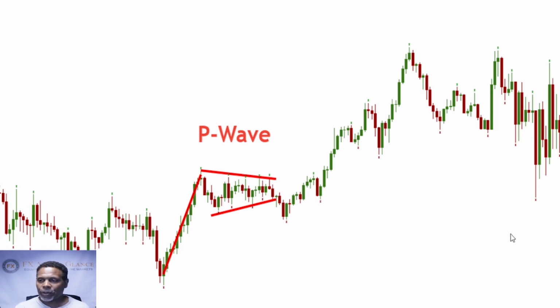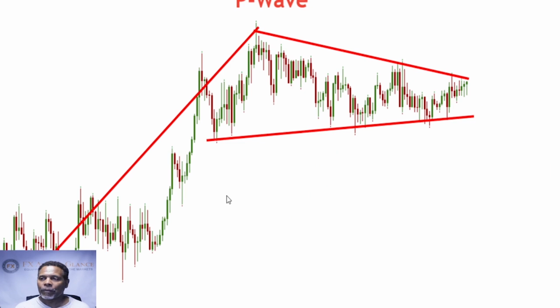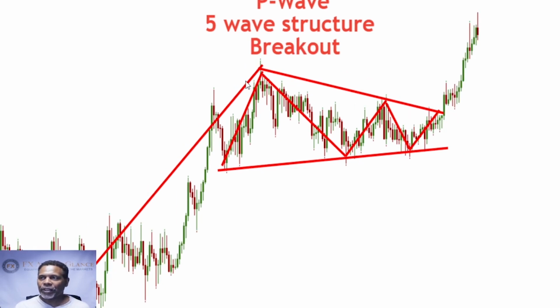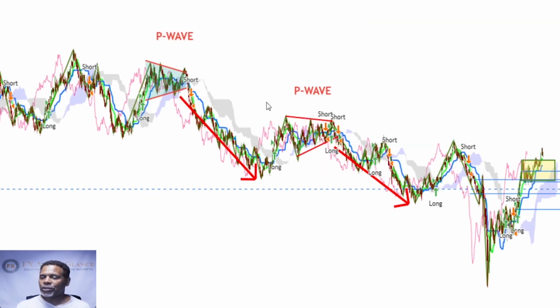All right. So here you have the P wave. Here you see a bigger formation of the P wave. Here you see the P wave 5 wave structure. And then here you see a P wave 5 wave structure breakout. So it breaks out of this formation to the upside at this point. And as you look at the chart here, you could see a bunch of P waves. There's one here, another one here, and you also have smaller P waves on your chart throughout.